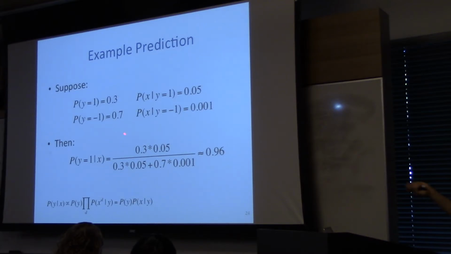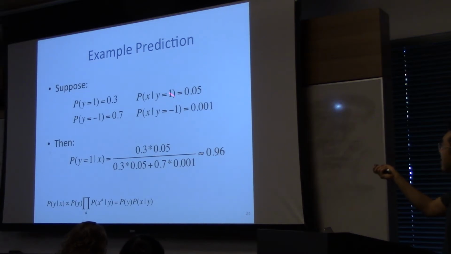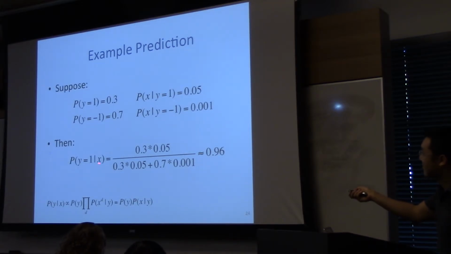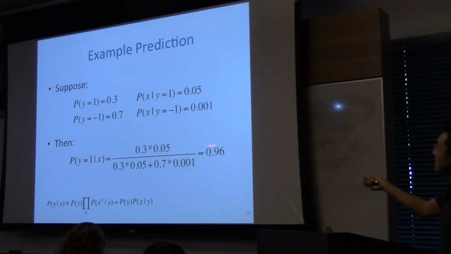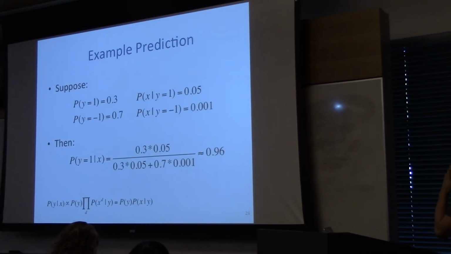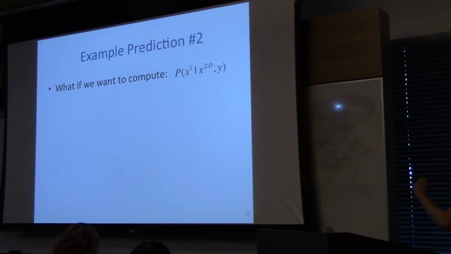So even though the prior probability of y being in the positive class is only 30%, because the evidence is so much stronger, because of the x that we observed, it's so much more likely to be generated by a positive y than a negative y. Given that we observed this x, the probability that we're in the positive class is now 96%.